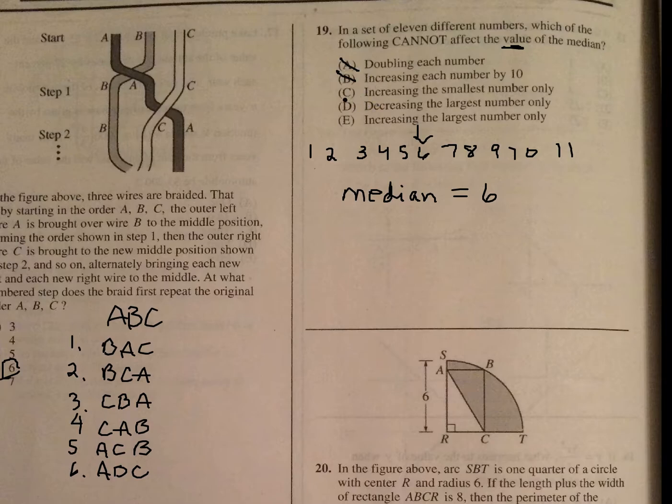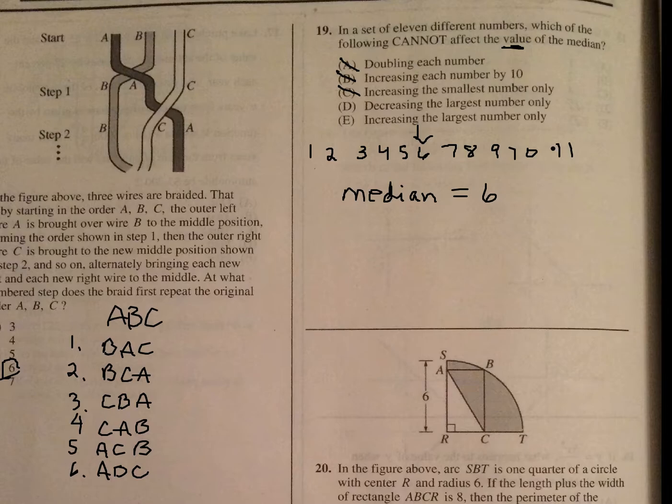Okay, what if we just increased the smallest number? Well, what if we increased him and made him a 7? Then the median is no longer 6. The median would now be 7. So that does change it. If you increase the smallest number and it happened to jump to this side, it would be a problem. If we decrease the largest number, the same thing's going to happen.